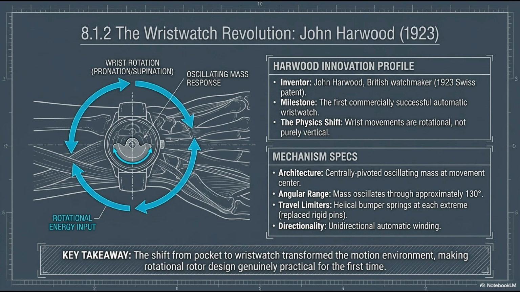Let's look at the mechanism specs. He used a centrally pivoted oscillating mass located at the center of the movement. However, it was not a full 360-degree rotor. It was a bumper style.